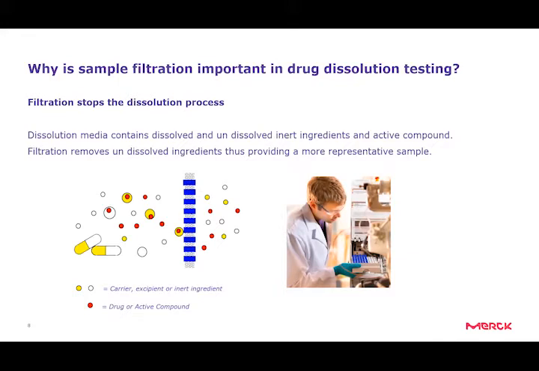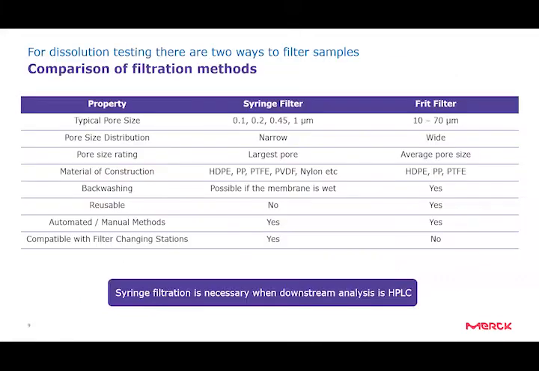So the dissolution medium contains both the dissolved and the undissolved inert ingredients as well as the active compound. Filtration removes the undissolved ingredients, thus providing a representative sample which can be used for quantitation of API at a certain time point. For filtration in dissolution testing, there are two common sample filtration methods. One is using syringe filters and the other is using frit filters.